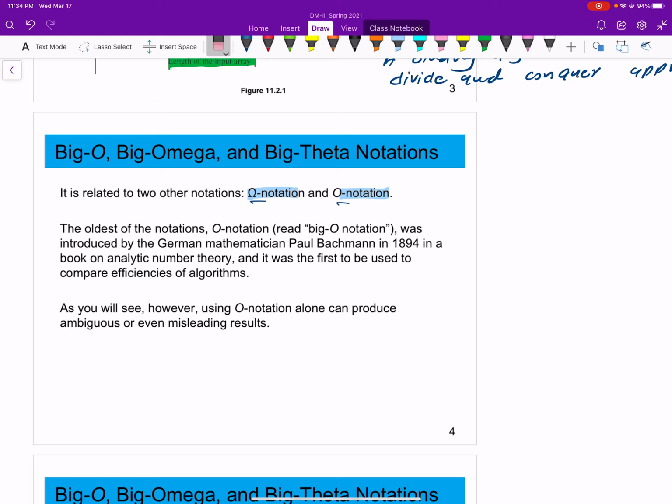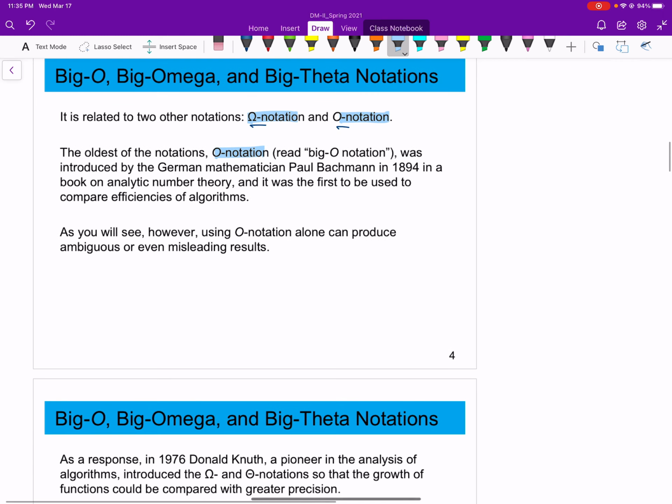All right, so let me read this. The oldest of the notations, Big O notation, was introduced by the German mathematician Paul Bachmann in 1894 in a book on analytic number theory. And it was the first to be used to compare efficiencies of algorithms. As you will see, however, using O notation alone can produce ambiguous or even misleading results.